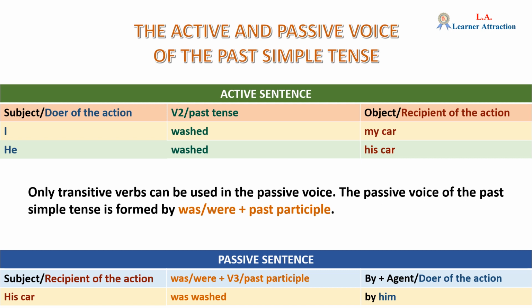Only transitive verbs can be used in the passive voice. The passive voice of the past simple tense is formed by was, or were, plus past participle. Passive sentence. The subject, or the recipient of the action: his car. Was, or were, plus verb 3, or the past participle: was washed. By, plus the agent, or the doer of the action: by him. His car was washed by him.